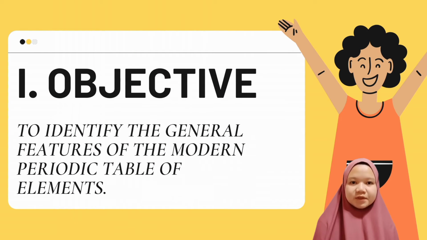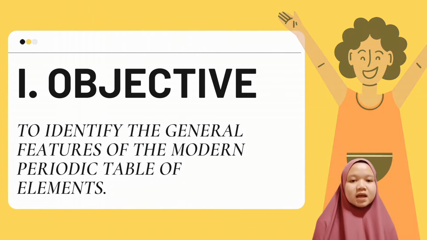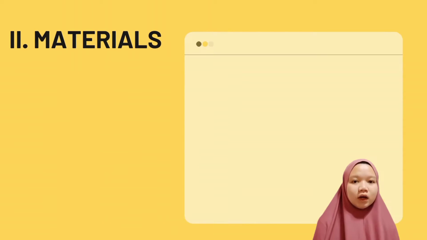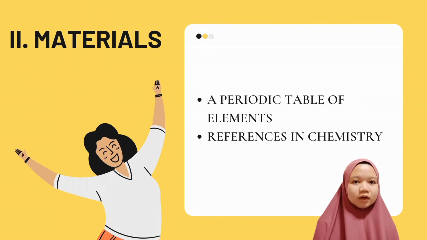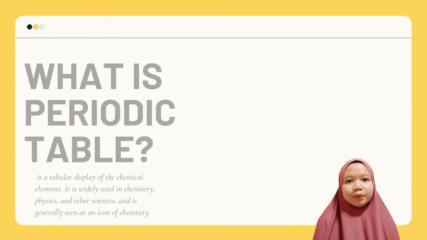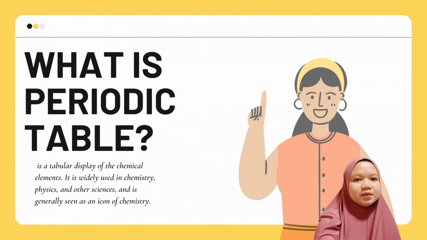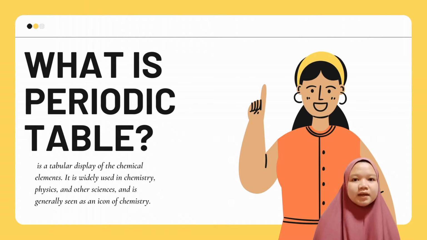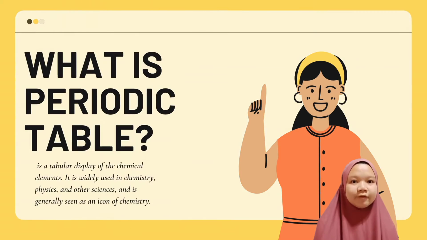The objective is to identify the general features of the modern periodic table of elements. And then the second, materials. Materials we've used are a periodic table of elements and references in chemistry. So, what is the periodic table? The periodic table is a tabular display of the chemical elements. It is widely used in chemistry, physics, and other sciences, and it's generally seen as an icon of chemistry.